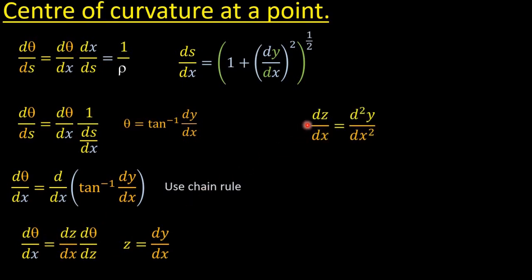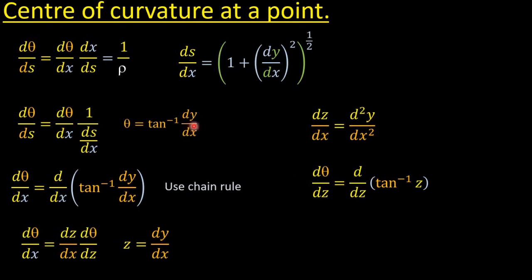So dz dx is just going to be d2y over dx squared. I've got z here, and I'm differentiating that with respect to x, and that's just going to give me the second derivative of this expression, which is d2y over dx squared. Okay, so now I've got dz dx. Now I want to find the derivative of theta with respect to z. If we remember, theta here was inverse tan of dy dx, so I'm trying to find the derivative of inverse tan of dy dx with respect to z.